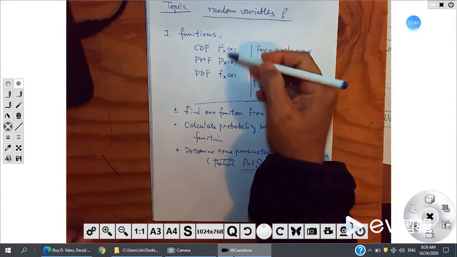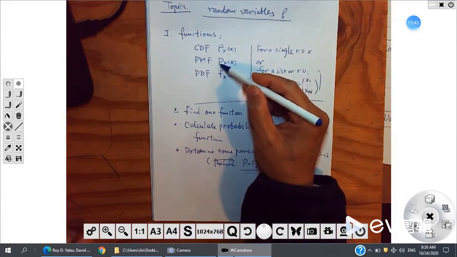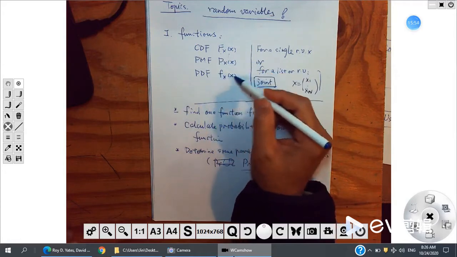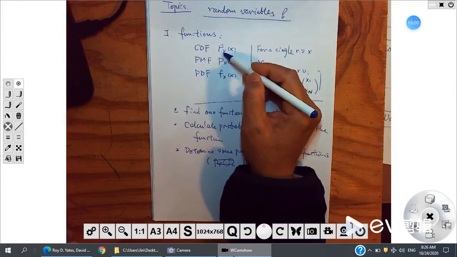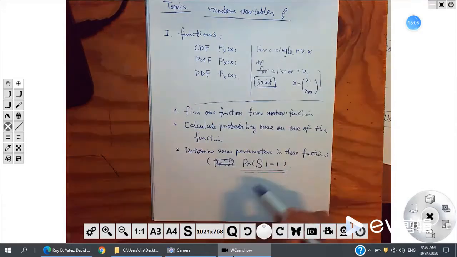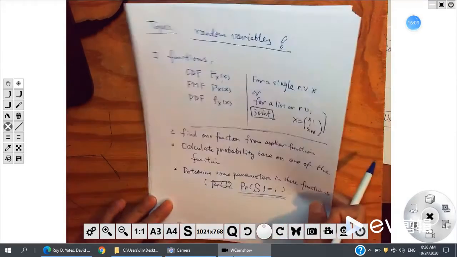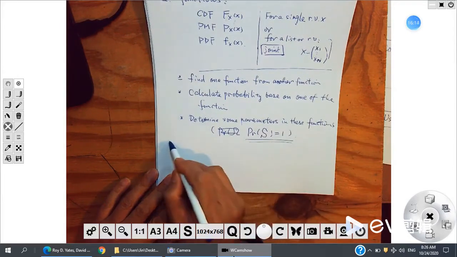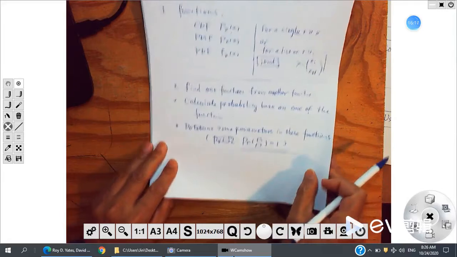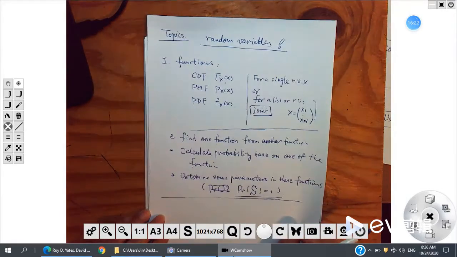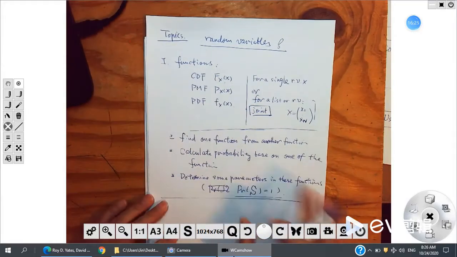Depending on which kind of function: if it is a PMF, then the summation of all the probabilities should be 1. If you have a PDF, then the integral of this f_X should be 1. If it is a CDF, when x goes to infinity, it should be 1. You use this to determine some parameters. So this is for functions, the first one. And you can think these functions are fundamental for this material, because all the calculations need this kind of thing.